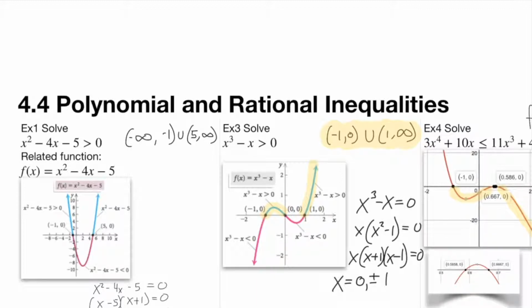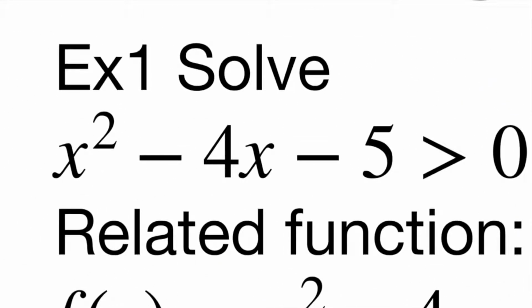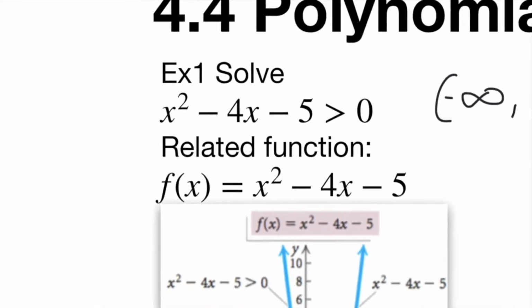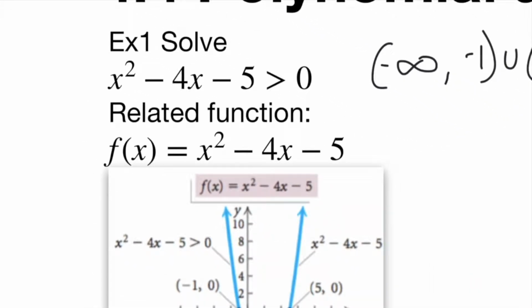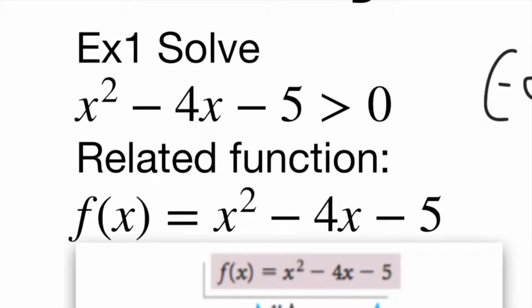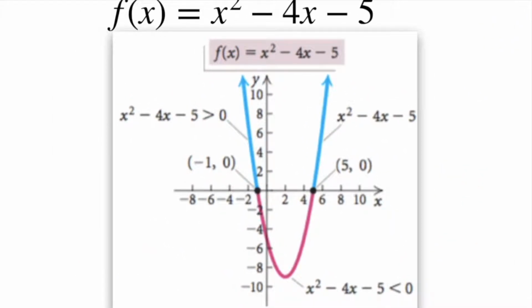Welcome everybody to section 4.4, Polynomial and Rational Inequalities. Check it out. Let's say you wanted to solve this inequality here, x squared minus 4x minus 5. Turns out the absolute dead easiest way to do this is to turn it into a function. This started out as x squared minus 4x minus 5 is greater than 0. I'm just going to take this whole polynomial part and put it right here and call it a function. And then graph it. When you graph it, this is what it looks like.